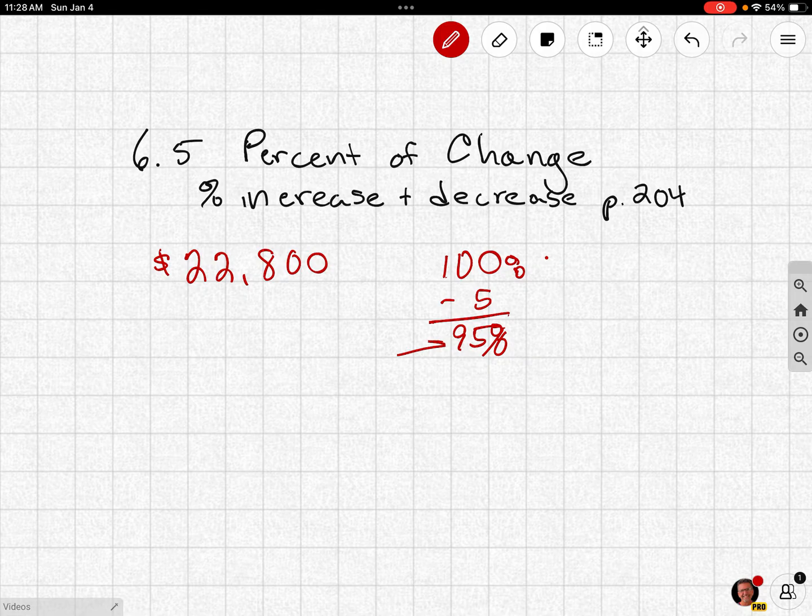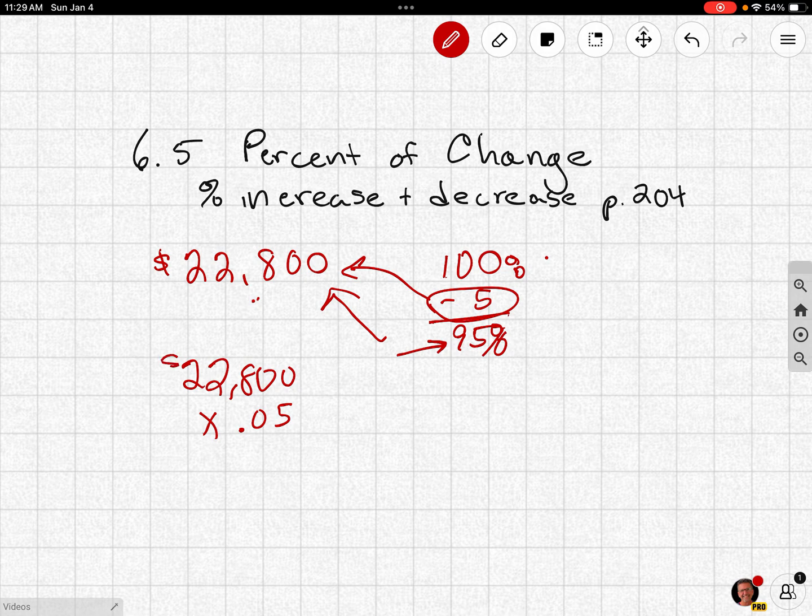Or I can just go straight to the 95%. I can find 95% of this, and then that's the sale price. I would rather find 5% of it and then subtract from this price here. So let's do 5% of 22,800. We're going to multiply that times, not times 0.5 because that's 50%. This is times 0.05. If you multiplied it times 0.5, you found half of, or 50% of that amount.